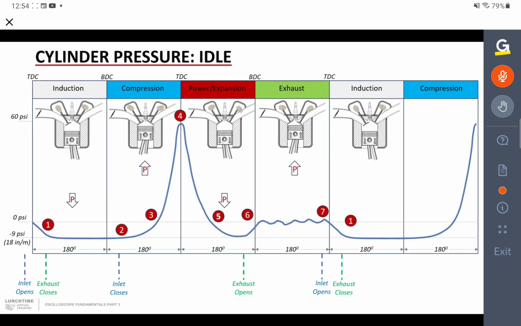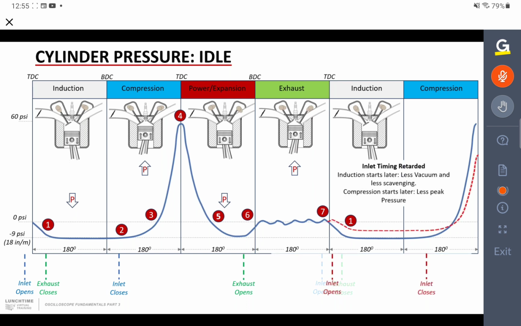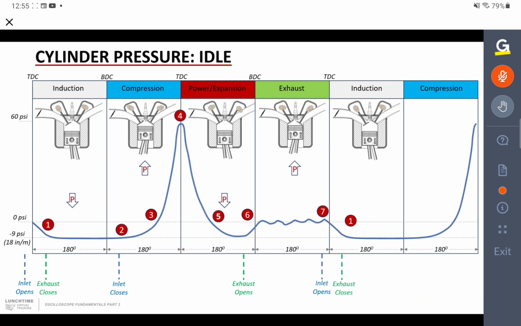Okay, another thing that we can come up with. Now at the moment we're showing when the inlet opens and when the exhaust closes. We're looking at our 7 key points of reference for our pressure rises and vacuum. But if our inlet timing is incorrect, and we could have a slack timing chain, or the camshaft might have jumped a tooth, or the timing belt might have jumped a tooth, we could end up with a delay in the inlet opening. Now, remember a little bit earlier, let me just go back again.